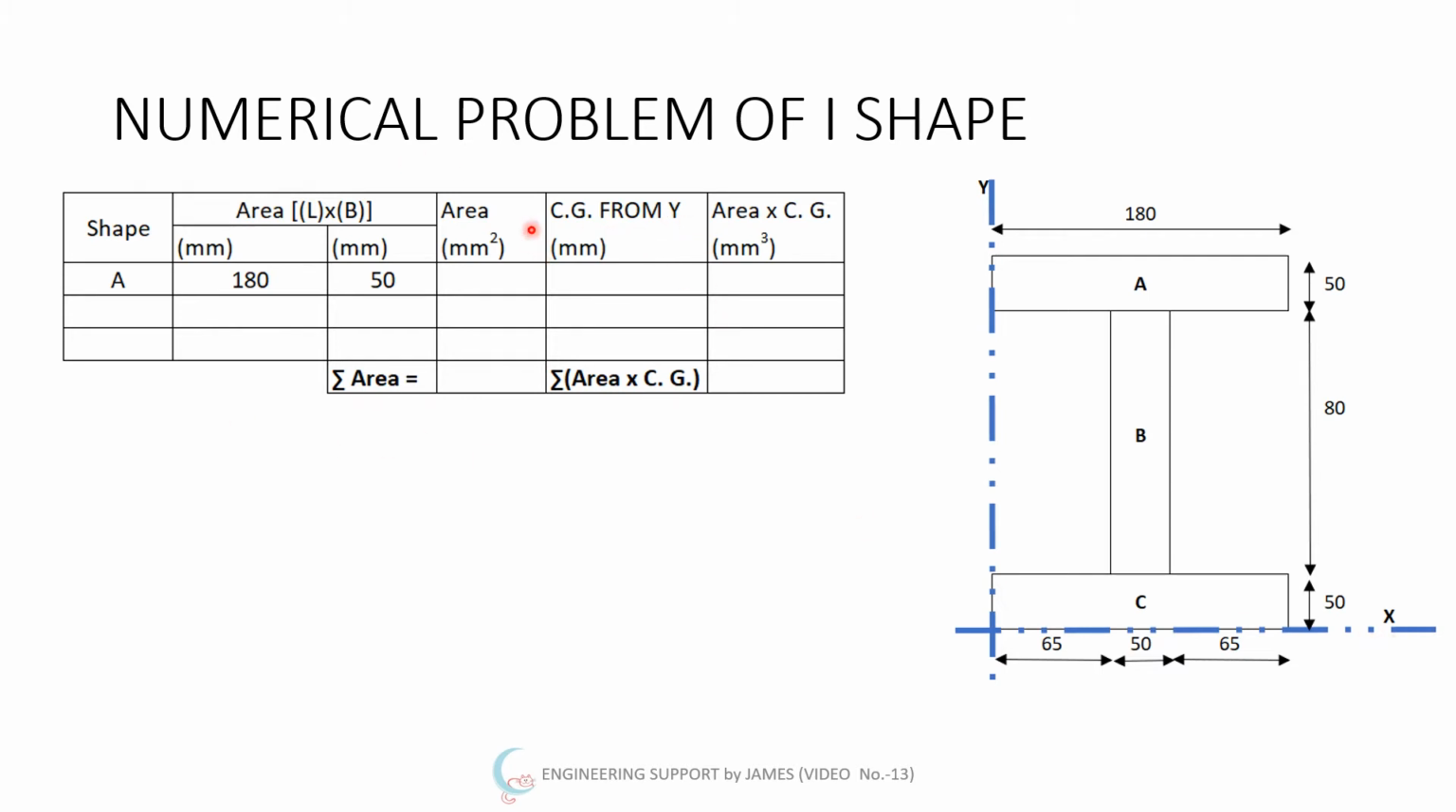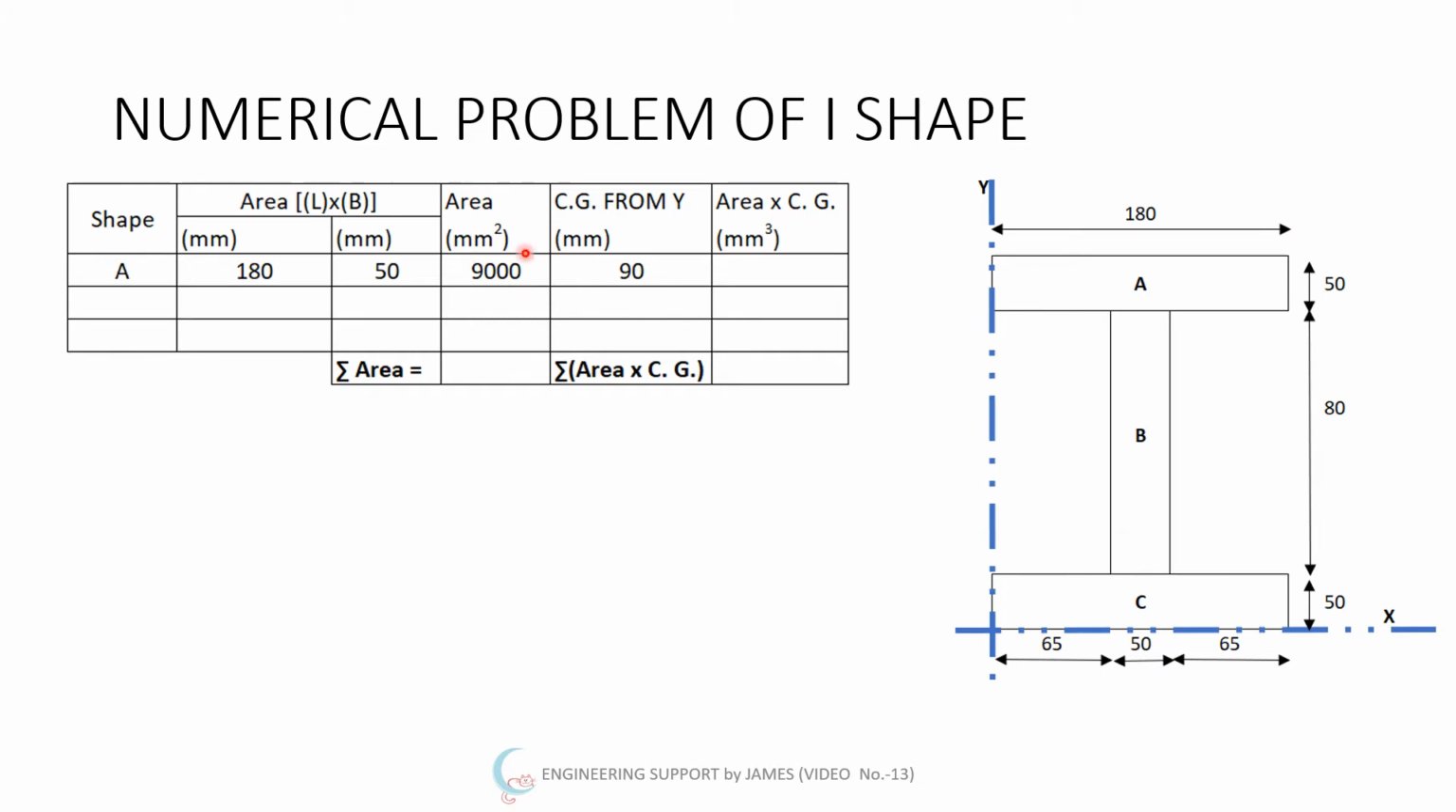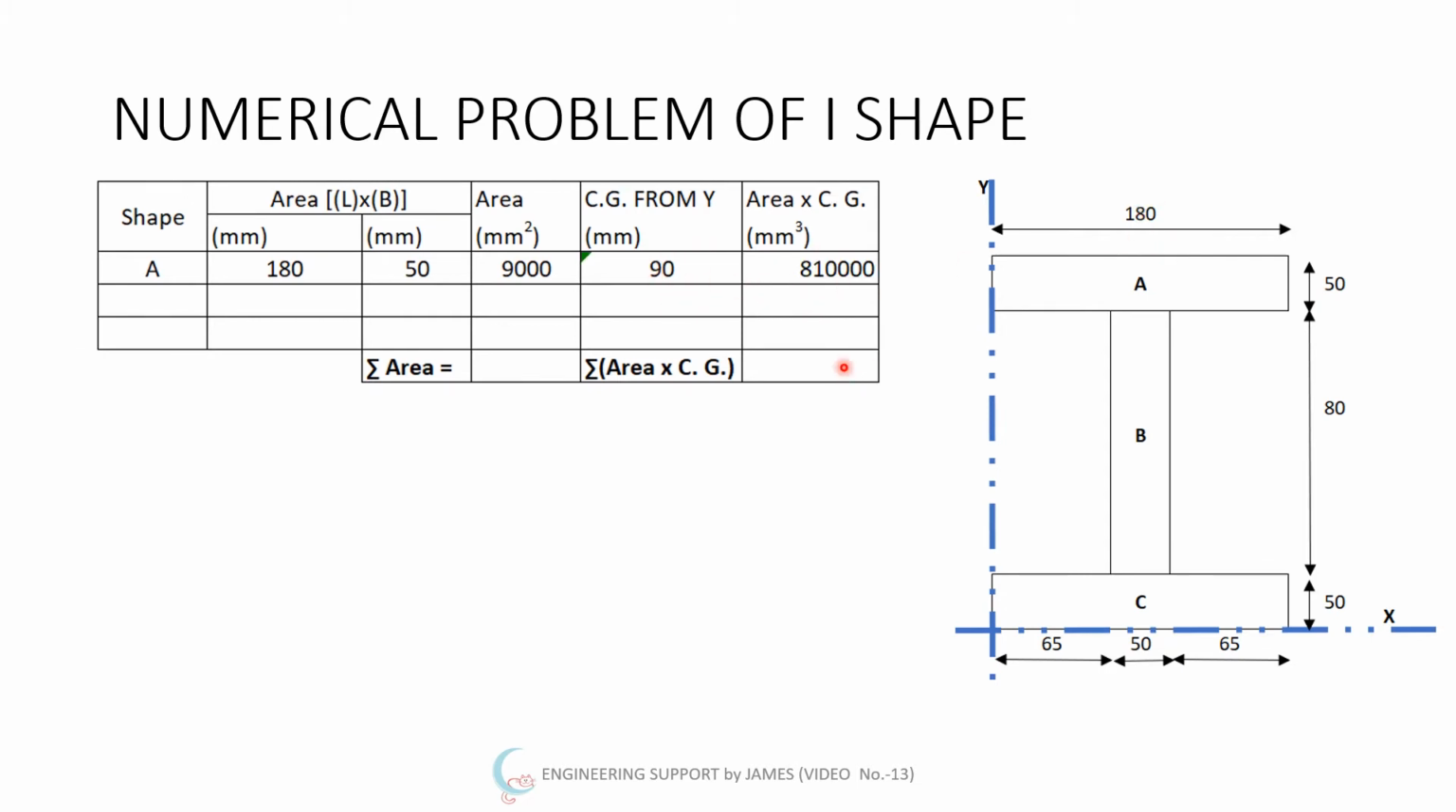So first we will calculate the x bar, and I'll consider the distance from the y axis. First of all we will start with A, means area, L by B. I'm considering all the horizontal distances first and then vertical. So 180 multiplied by 50 will give you the area 9,000, and then we will calculate the CG from y. It will be 180 divided by 2, so it will be 90. So area multiplied by CG is equal to 810,000 mm cube, sorry, mm square.